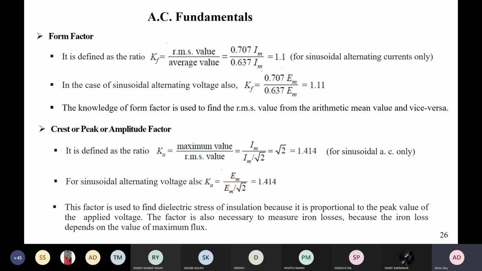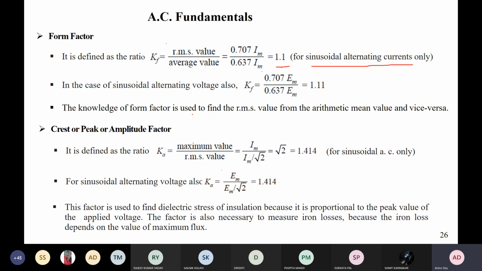From there you can get the form factor. Form factor is the ratio of the RMS value to the average value. For sinusoidal alternating current only it is 1.11, but for non-sinusoidal it will vary. In the case of sinusoidal alternating voltage also it will be the same, because instead of Im there will be Em. The knowledge of form factor is used to find the RMS value when we know the average value, and the other way around.